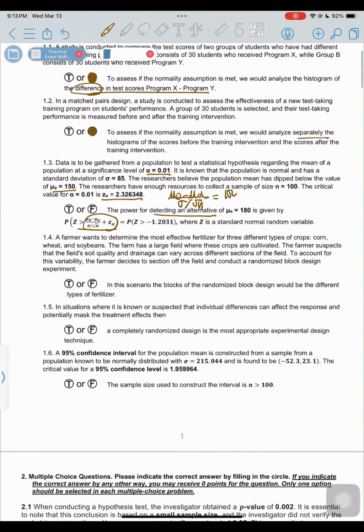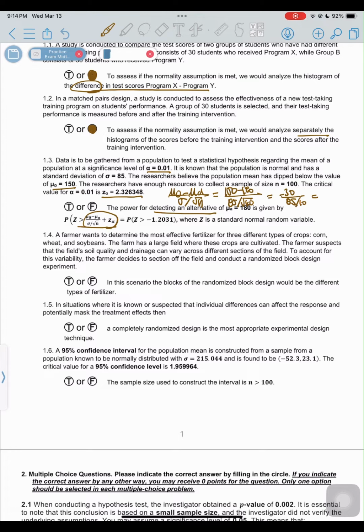So that becomes negative 30, sorry. So negative 30 over 85 over 10. So that becomes around negative 1.20. If you do the calculation, negative 1.2031. So this is indeed right, where Z is a standard normal variable. So this is true for question 3. Okay, so let's move on to the next question, 1.4.